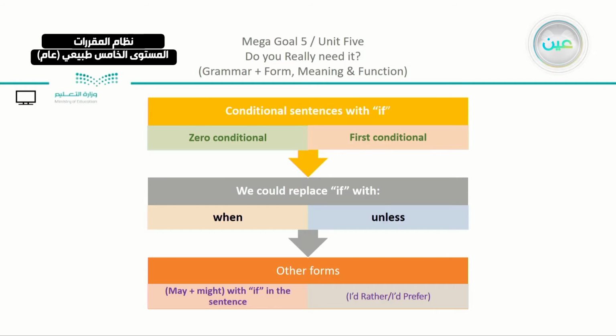And we have here also, we took something else. We said that we could replace if using when or unless. Just take out if and we can use either this one or this one. We said that we can use may or might with if in the sentence. And we can use also I'd rather or I'd prefer in sentences. So let's see what we have.